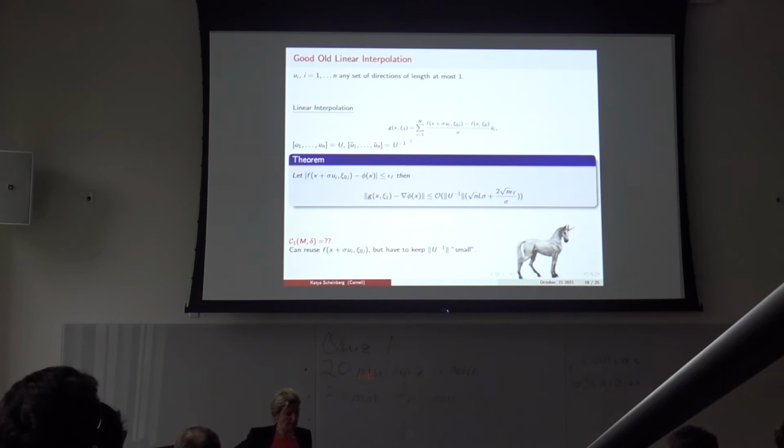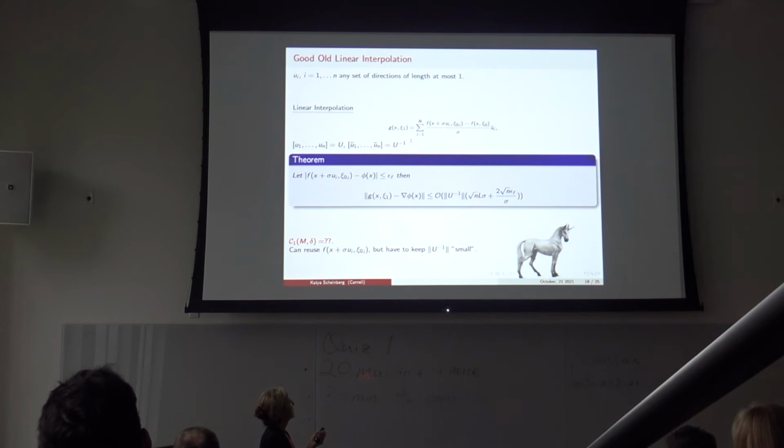And so what's the difference, basically? Again, I can write it in a similar form to finite differences. This time, my directions are not random. They are arbitrary. But then the direction I'm stepping in and this direction here are different. This U is the column. So if I take all the directions in which I'm measuring my function and put them in a matrix, invert that matrix, this will give me the approximation.